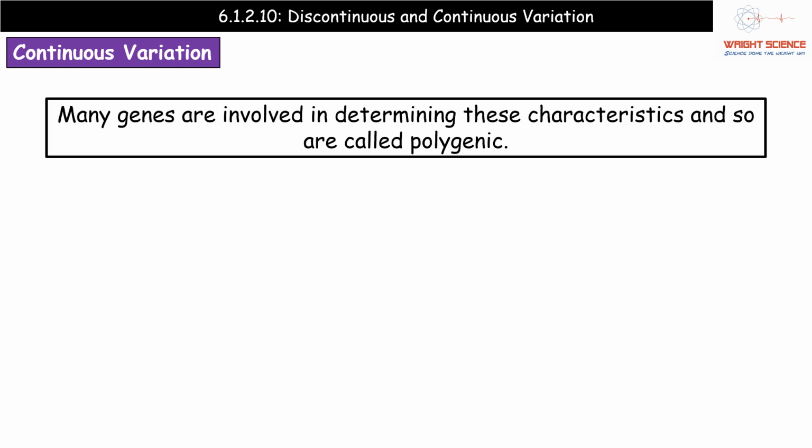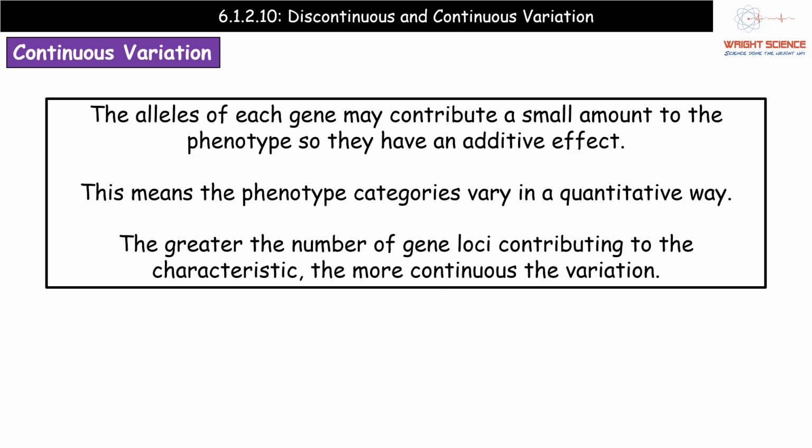In terms of what actually controls this continuous variation, we don't just have 1 or 2 genes, we've got many genes. And because we've got many genes determining this final characteristic, we refer to them as polygenic. So remember, we can break that word down. Poly just means many and genic, genes. So we've got many genes actually involved in this final determination of our characteristic.